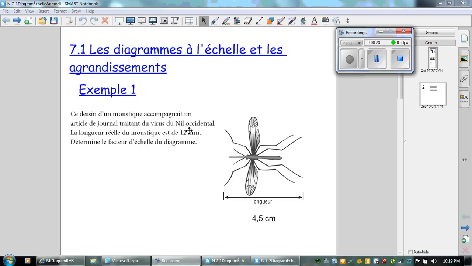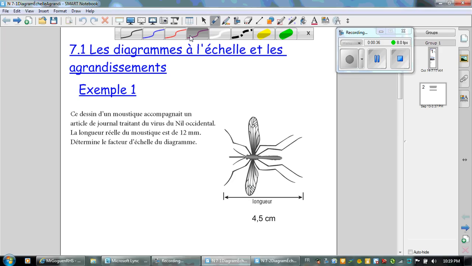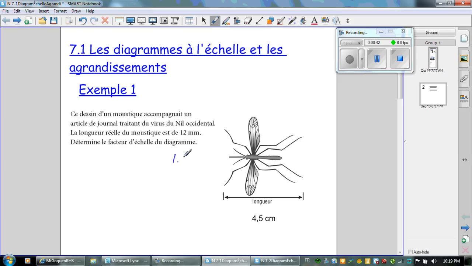Well, to do that, you do the ratio between both numbers. So you just basically divide the bigger number by the smaller number. So here we have millimeters. So 12 millimeters is actually 1 and 2/10 centimeters. So what is the ratio between these two? Well, it's 45 tenths divided by 12 tenths.